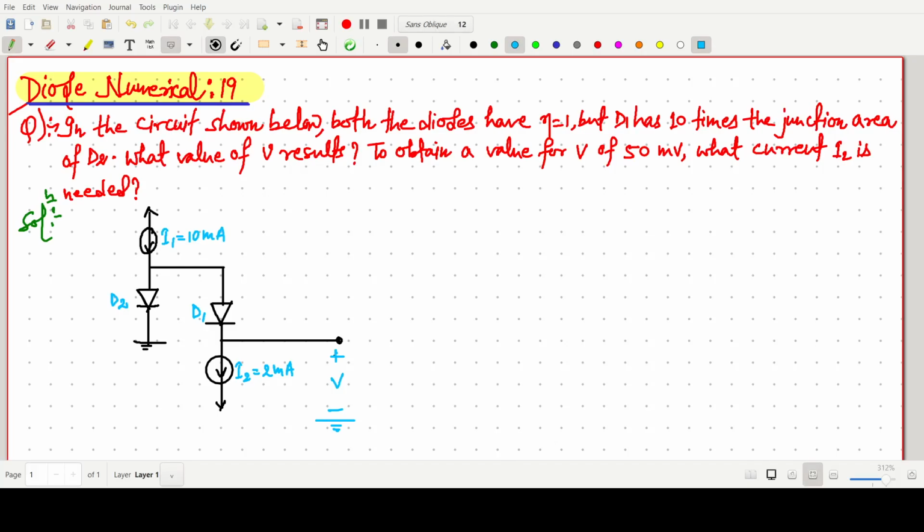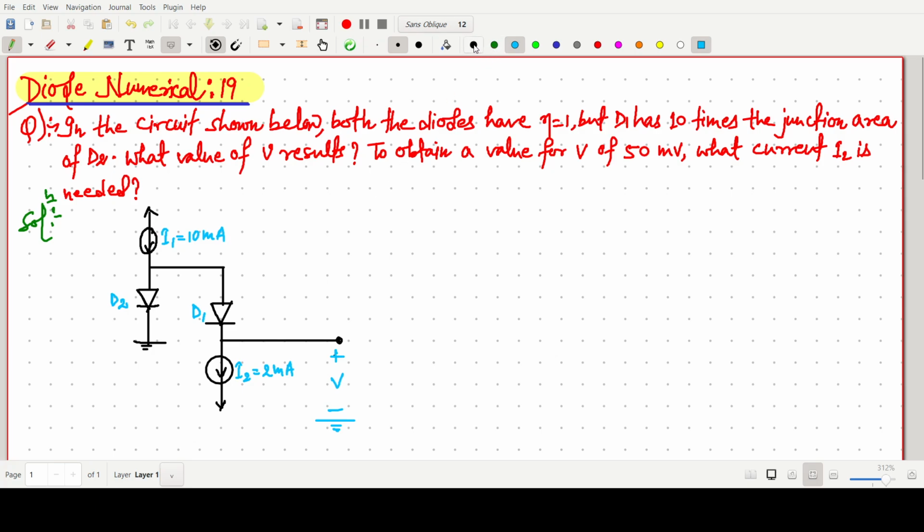Welcome everyone. In this video lecture, we will solve a diode based numerical which is from the Microelectronics circuits book. So the question is, in the circuit shown below, both the diodes have eta 1, but D1 has 10 times the junction area of D2.